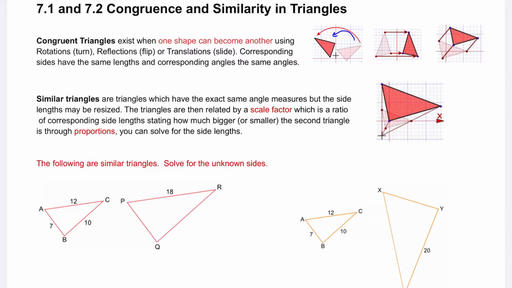Corresponding sides have the exact same length, and they have corresponding angles that are the same angle. So all lengths and all angles are equal because they are the same shape. They just might be moved over or rotated or reflected. We will not spend a great amount of time focused on congruence in this unit.